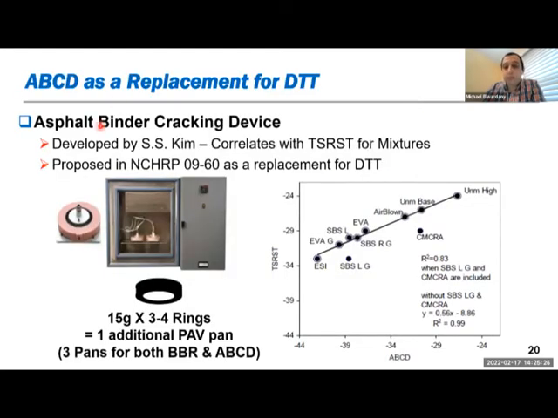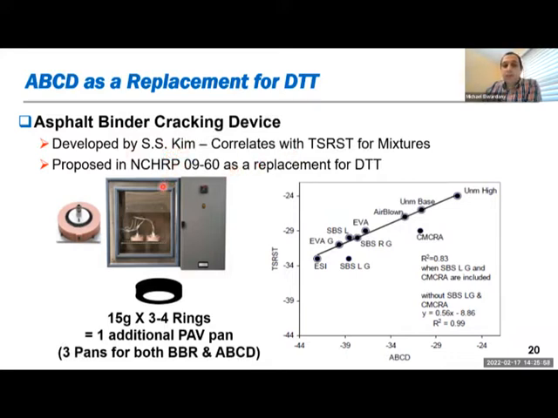So one of these solutions, and we're not proposing this as the only or single solution, is to test using the asphalt binder cracking device, ABCD. So basically, any kind of test that can test the binder all the way until failure. That's the point. You can see ABCD correlates well with TSRST, the thermal cracking test on the mixture side, with different polymers here. And this was developed by Sang-Soo Kim.